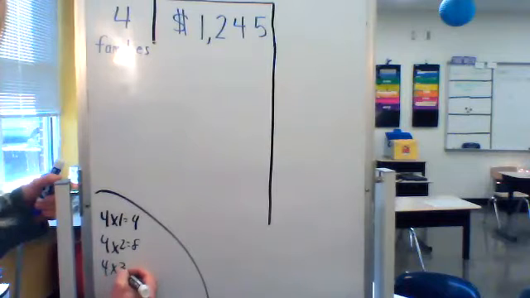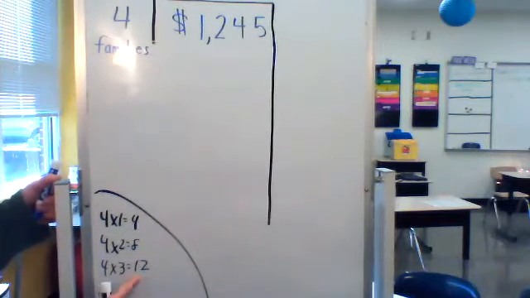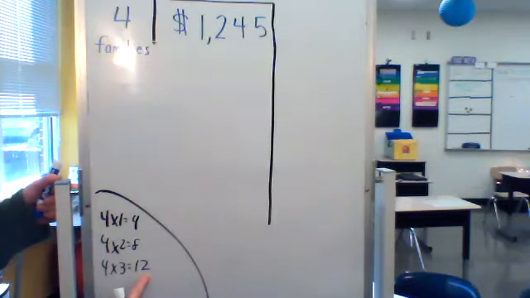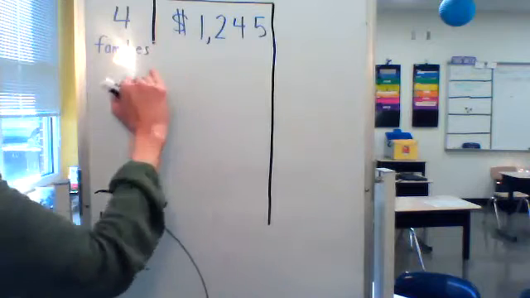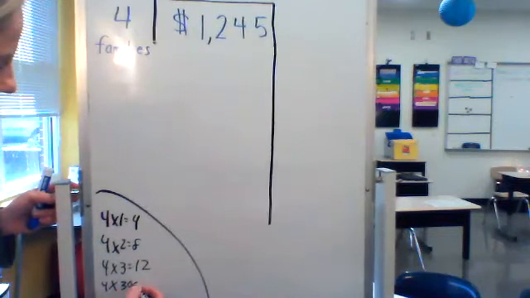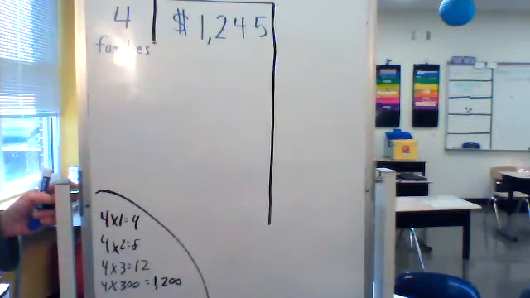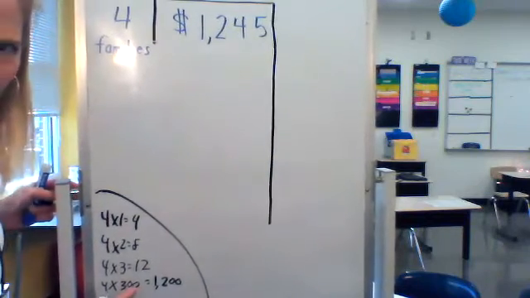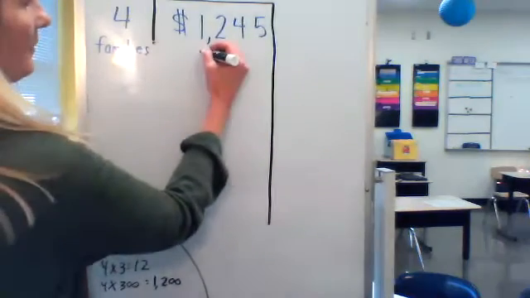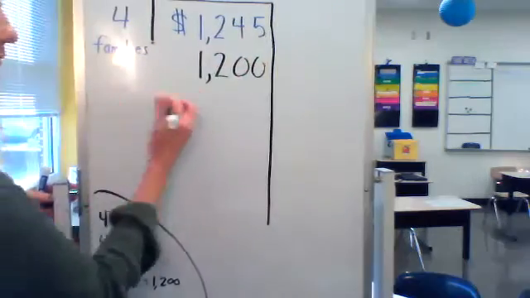4 times 3 is 12, and that's interesting to me because I see that if this was 10 times greater, it would be 120. If it was 100 times greater, it would be 1,200, which is getting me really close to my dividend. So instead of multiplying 3 groups of 4, I'm going to have 300 groups of 4, and that will give me a total of $1,200. So each family is going to get at least $300. I know I'm going to be getting rid of 1,200. That's going to be divided out among the 4 families.